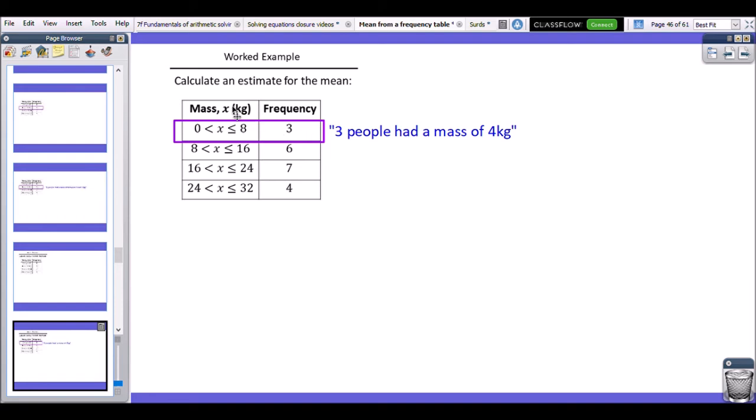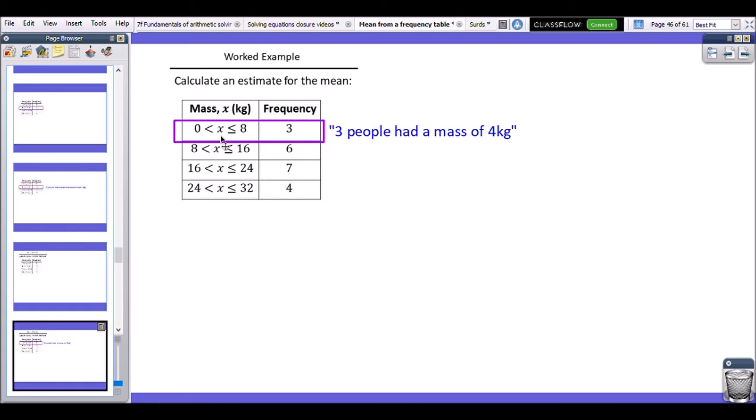What you've got to do is take the midpoint of each class. For example, in this first row, we don't know exactly how much these three people weigh, but our best guess is to say 3 people had a mass of 4 kilograms. Why have I chosen 4 here? Well, 4 is the midpoint of 0 and 8. It's perfectly between 0 and 8 on a number line, so I'm going to choose 4 as my midpoint.